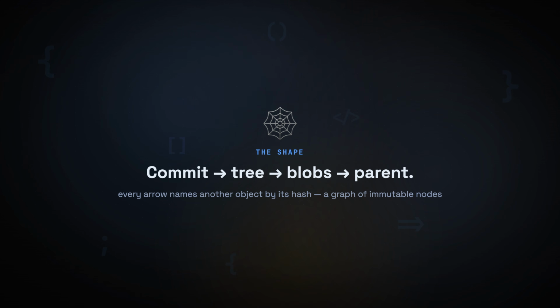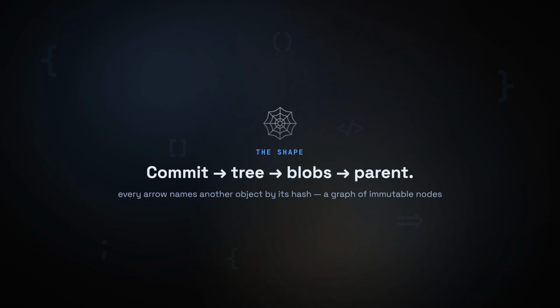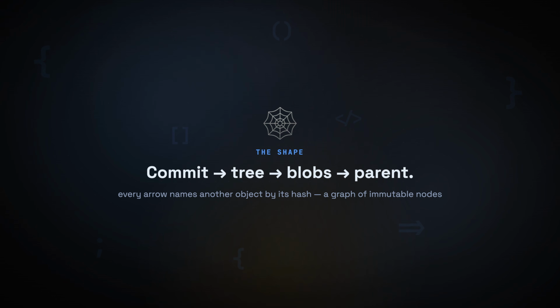Step back and the shape becomes clear. A commit points to a tree. That tree points to blobs and to other trees. And the commit points to its parent, which points to its own tree, and so on backward. Every arrow is one object naming another by its hash. What you actually have is a graph, where each node is immutable and addressed by its contents. That single idea is the entire foundation of Git.